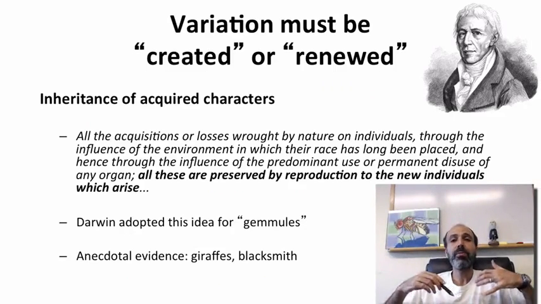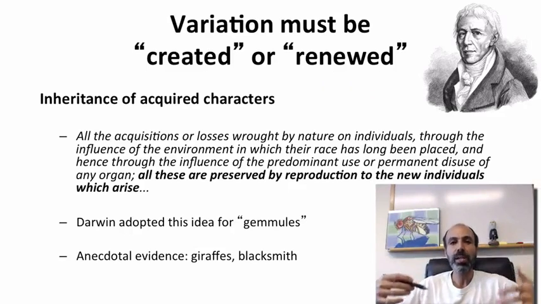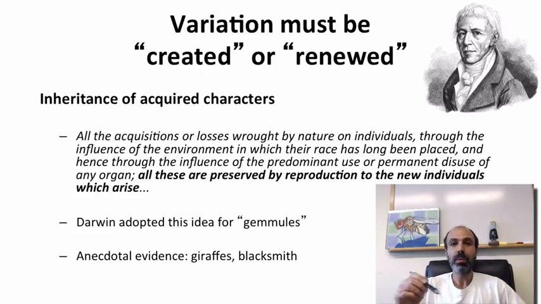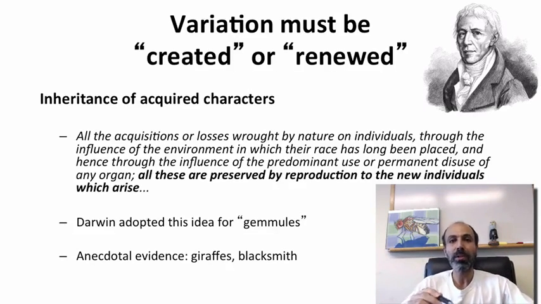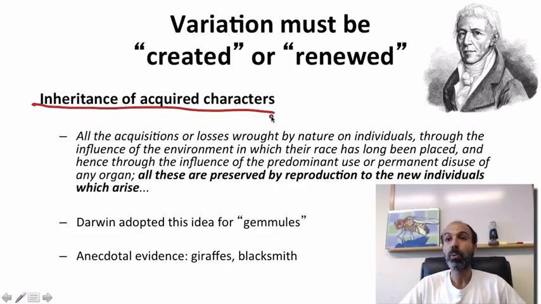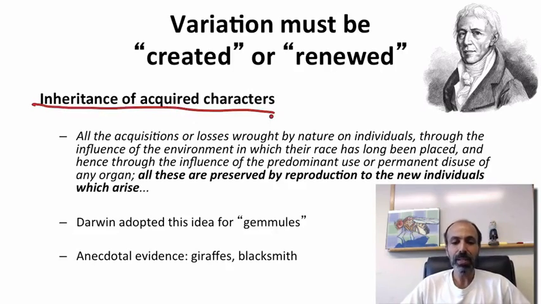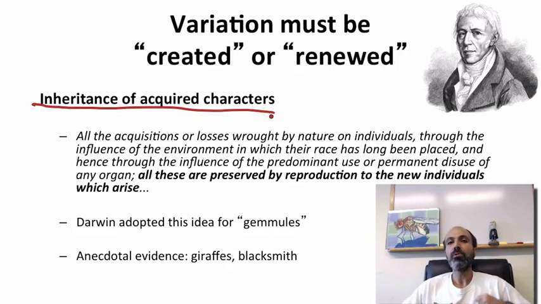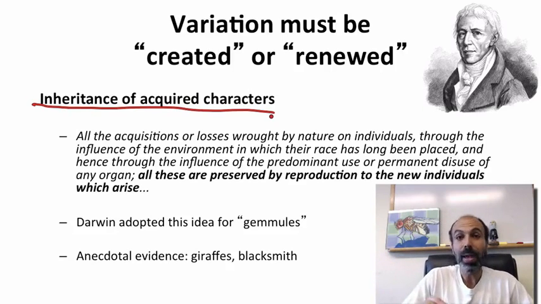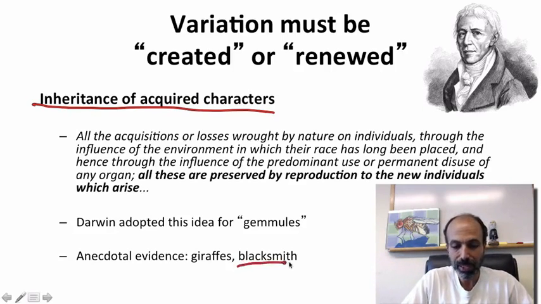So this idea that variation in some way needs to be created or renewed within populations for evolution to happen. What Lamarck suggested is something along the lines of what's called the inheritance of acquired characters. Now this right here is a quote from Lamarck's writing. The idea here is that basically if you use something, it can grow and then that gets passed on to offspring.